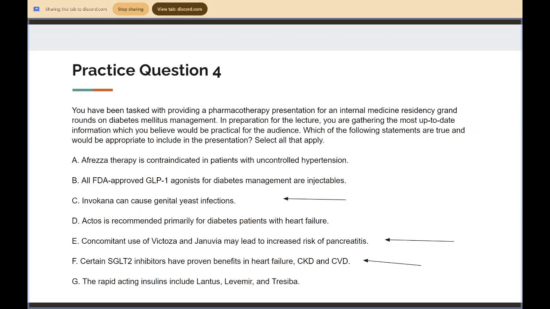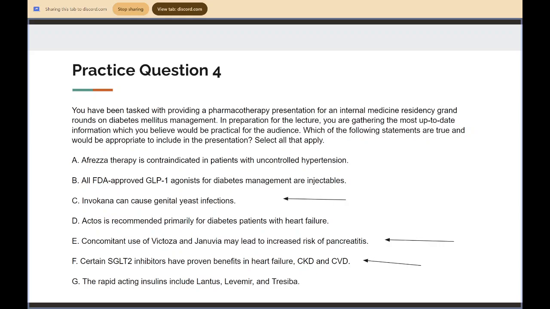So good job. Choice F is true because this class of drugs has proven benefits and they reduce heart failure as well as progression of chronic kidney disease. In addition, empagliflozin and canagliflozin have specifically received FDA approval as agents that reduce cardiovascular risk in patients with established cardiovascular disease. So, F is correct. Good job.